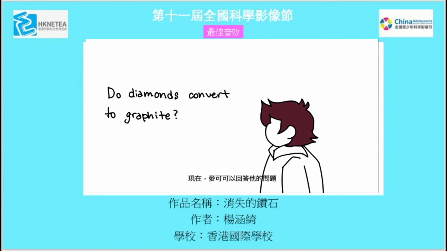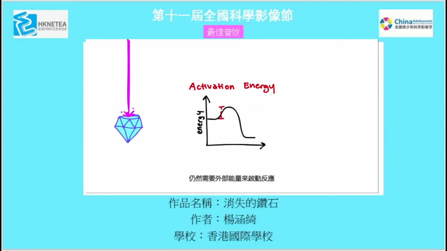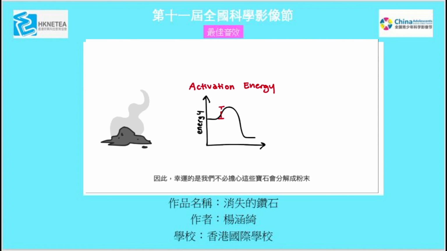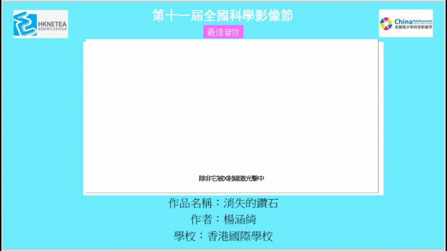Now Michael can answer his question. Although the reaction is favorable in all conditions, it still requires an outside energy source to start the reaction, so luckily, we don't have to worry about these precious stones disintegrating into powder, unless it somehow gets hit by an X-ray laser.